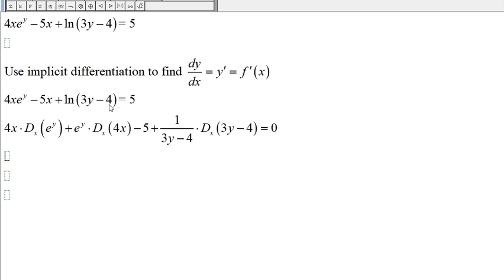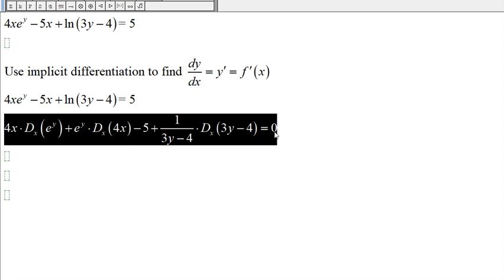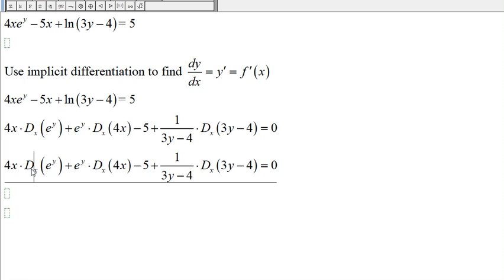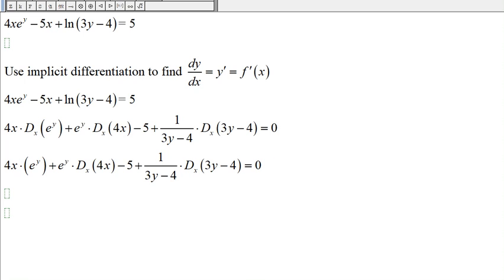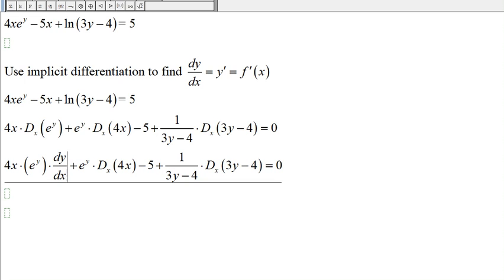And again, here we do a derivative with respect to x. And so the derivative of e to the y will be e to the y times y prime, or dy/dx. Since we are doing derivative with respect to x, but the variable here is y, we have to use the chain rule and multiply, so that's why we have to multiply by the derivative of y.